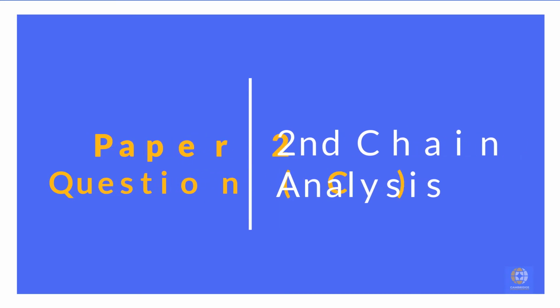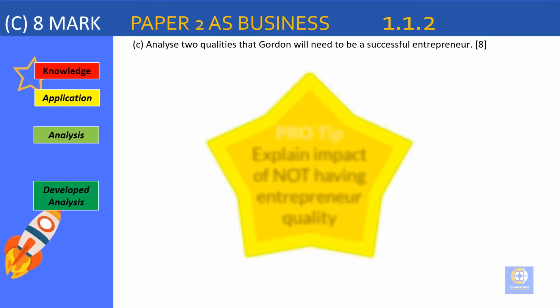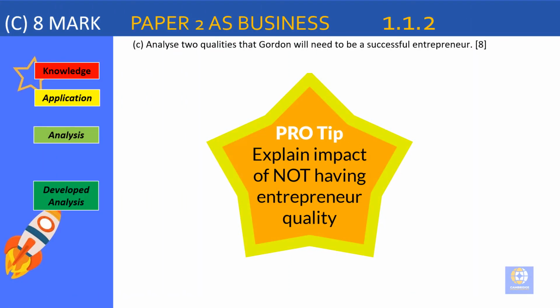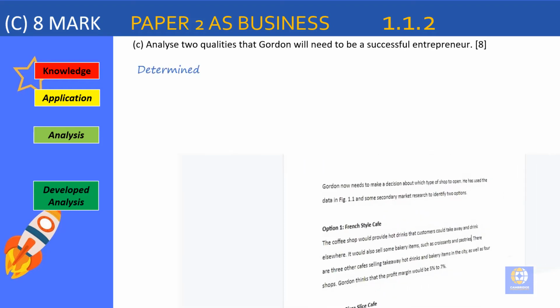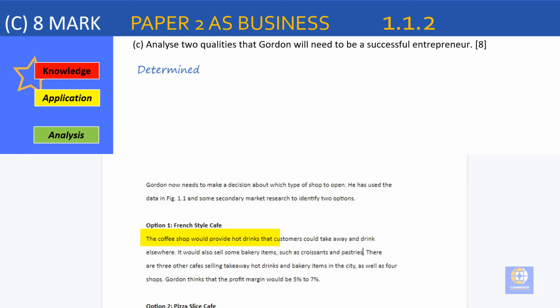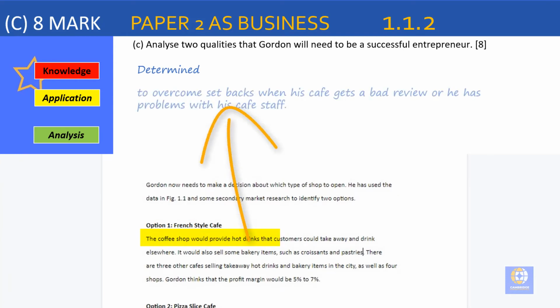We develop the second chain of analysis by examining what will happen if Gordon is not determined. So we start with the first knowledge point, determination. Then we apply using relevant information from the case study to overcome setbacks when the cafe gets a bad review.